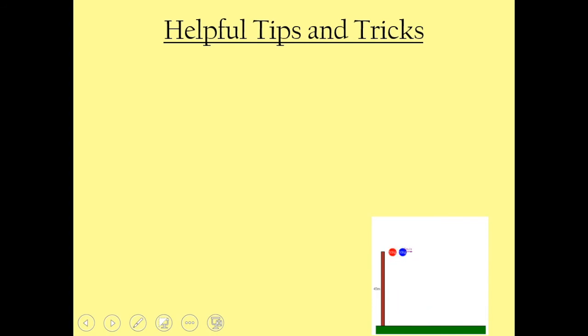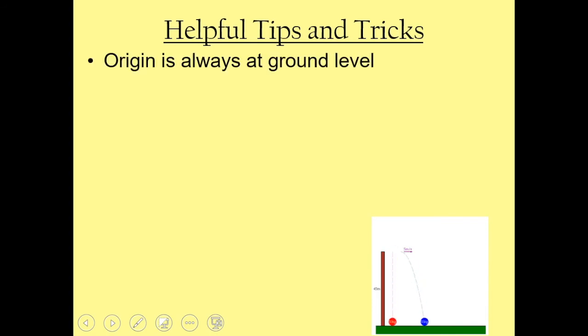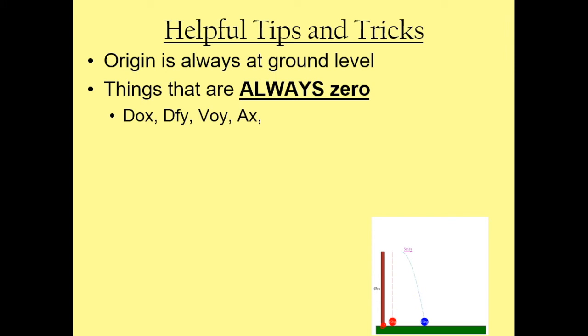Let's talk about some helpful tips and tricks, and then we'll call it a day. So the origin's always going to be at the ground. So in this case down here, that would be right here. We need to remember that DOX, DFY, VOY, and AX are always 0. And again, that just means our initial distance in the x direction is 0. Our final distance in the y direction is 0 because that's the ground.